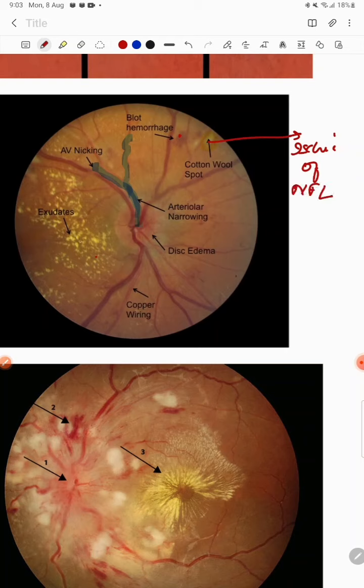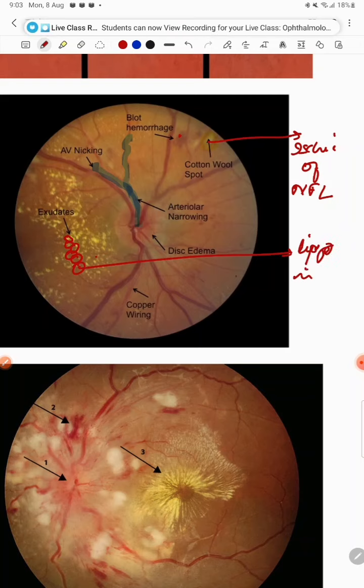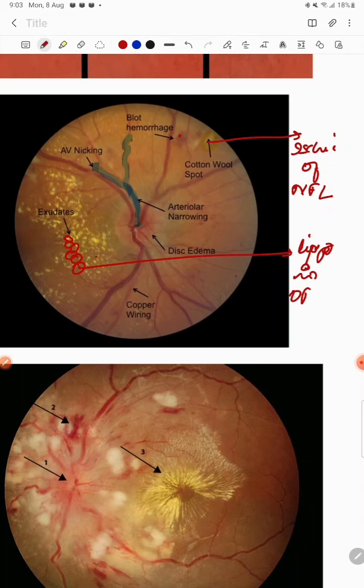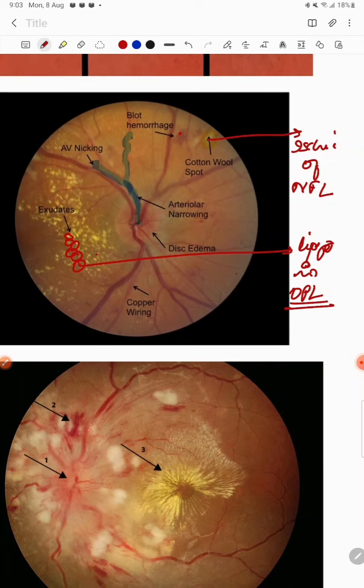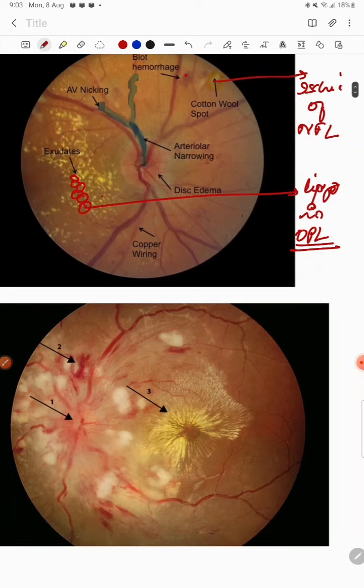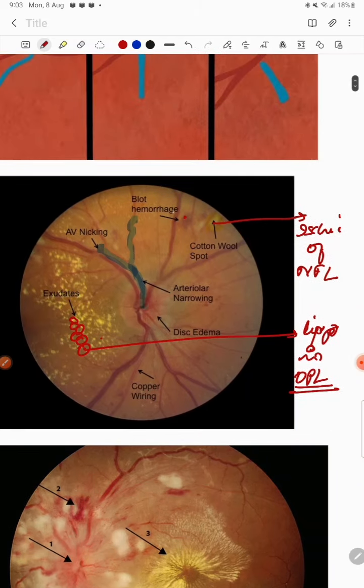And we are having these small yellow exudates. What are those? They are hard exudates. What are those? Lipoproteins. Where? In the outer plexiform layer. And one more thing, we will have hemorrhages, which are called dot blot hemorrhages or the flame shaped hemorrhages.